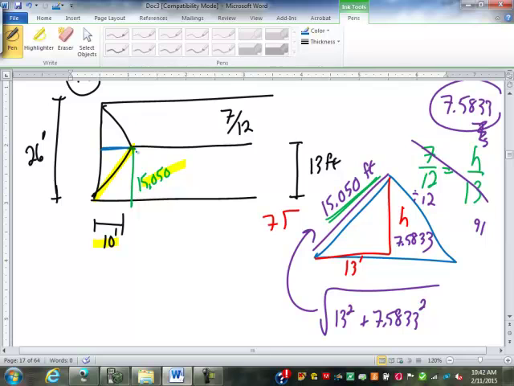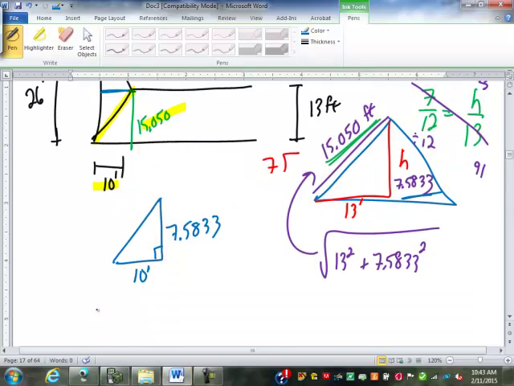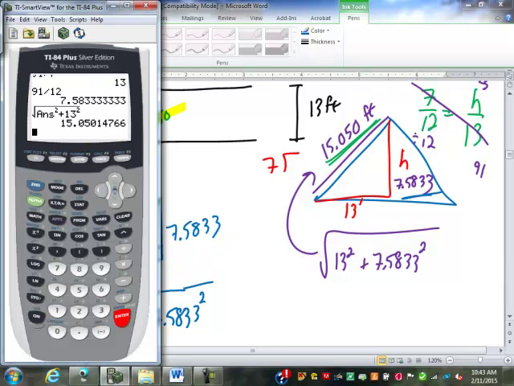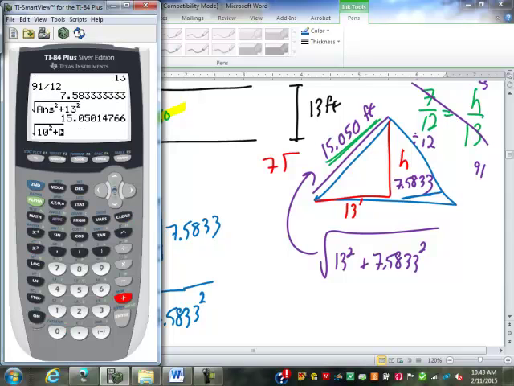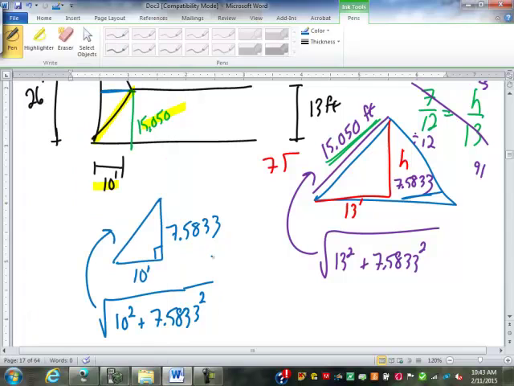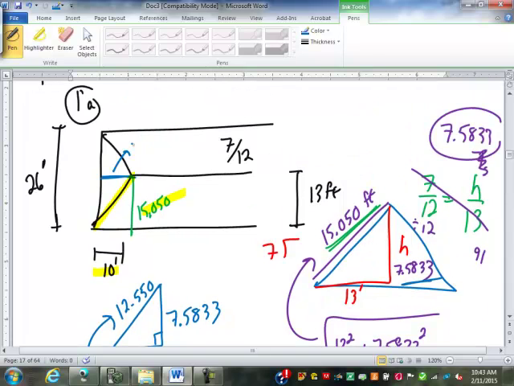So anyway, let's find that longest jack. That longest jack has a run that's equal to the setback of 10 and a height that's equal to the height of this one, 7.5833. So the length of that is simply going to be the square root of 10 squared plus 7.5833 squared, giving us 12.550. So there we go.